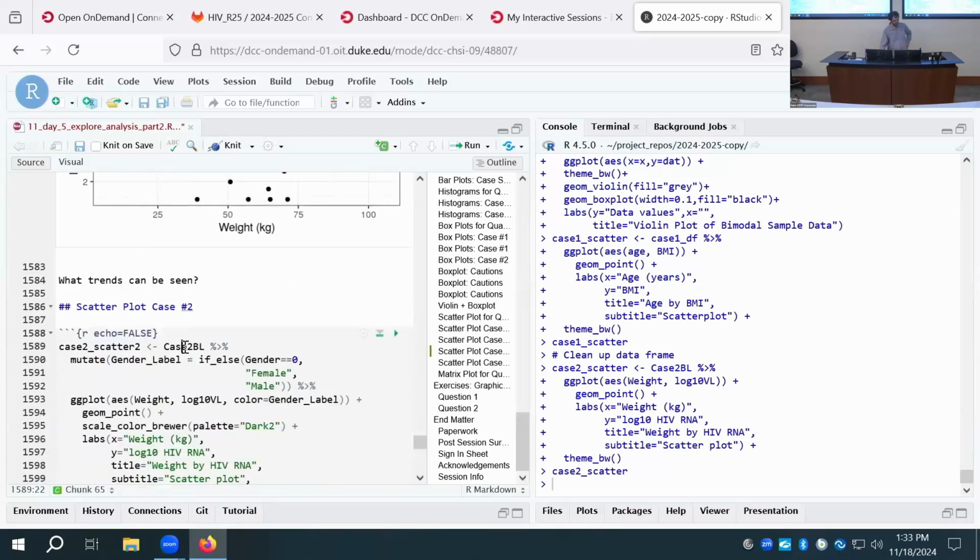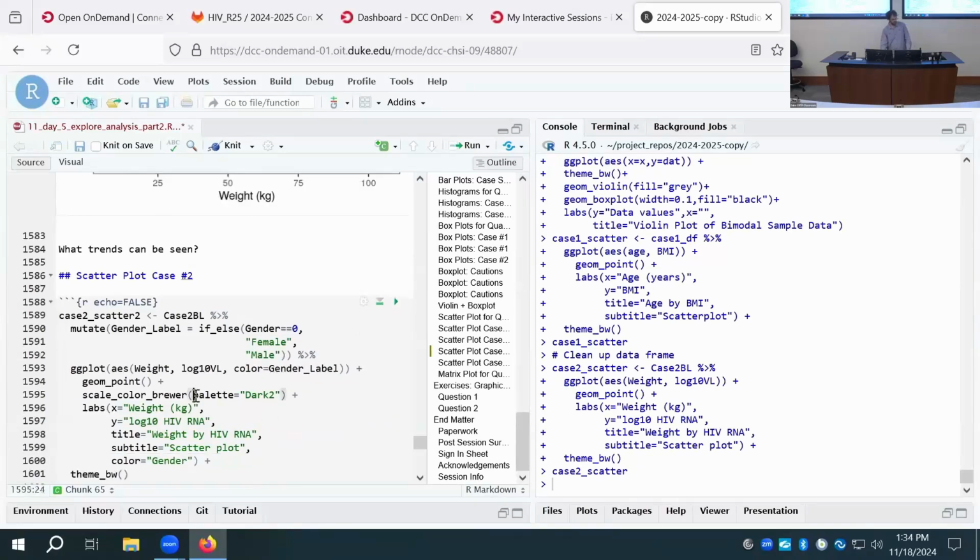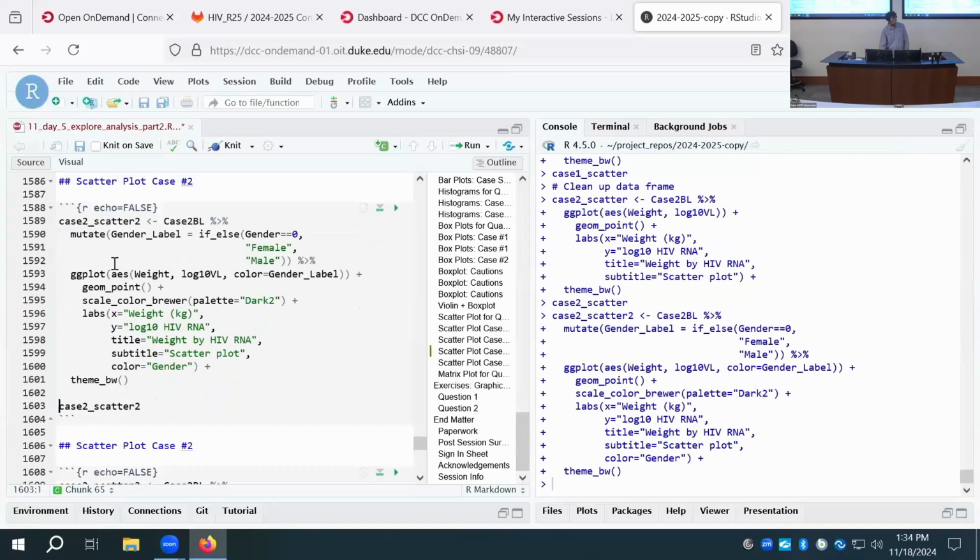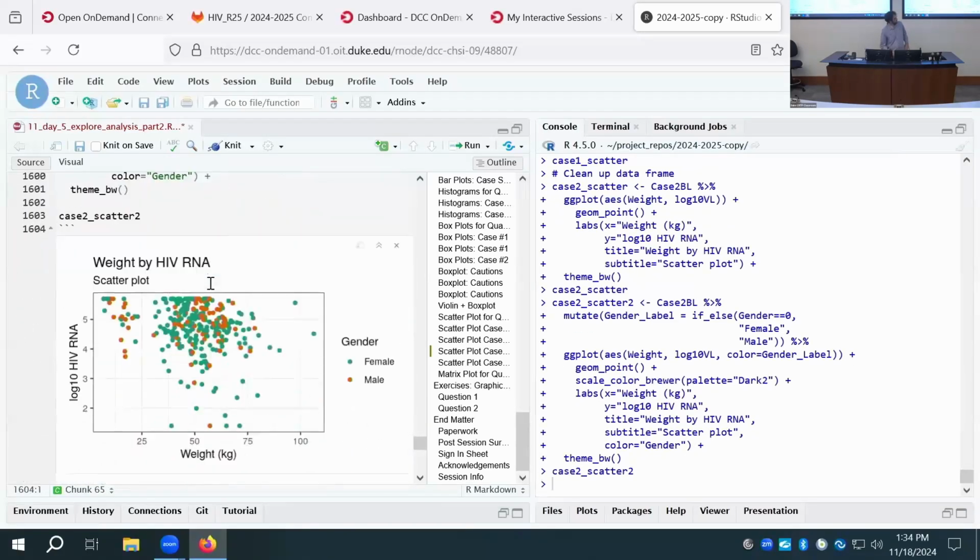So next up, we can add color to scatter plots. We can remake that plot above, but color it by gender. So we'll make this gender label variable again, and we go weight, log 10 viral load, and color equals gender label, geom point. I'm going to give it this custom palette, the dark 2 palette, and the label. And now when we plot it, we see it broken up, colored by gender, which is nice.